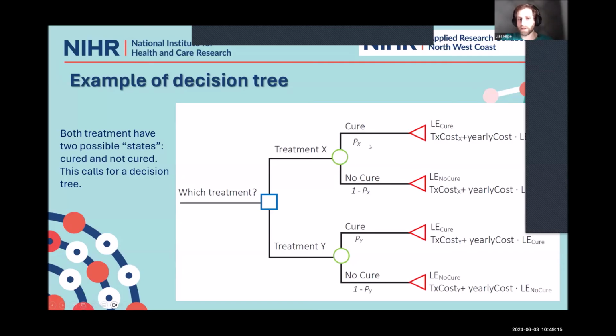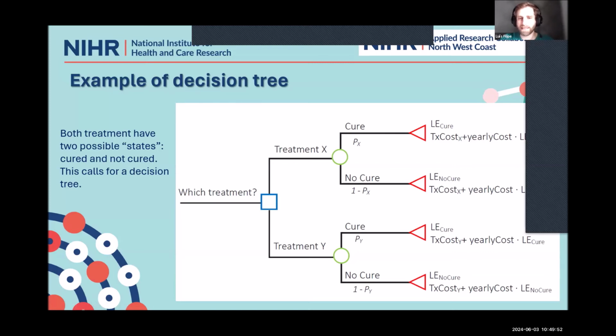These are just the probabilities. So treatment X will have a certain probability of curing that person. And if the person is cured, that person will live a certain amount of years. So it will also have a certain probability of not curing the person, and then that will have a certain amount of years at a certain cost for that person. Now, the same for treatment Y is exactly the same, the probability of a cure with some results, and the probability of no cure with certain results. Okay, this is just PX, 1 minus PX, and so on.